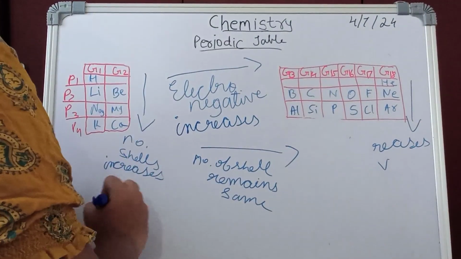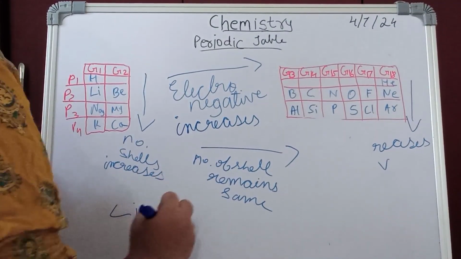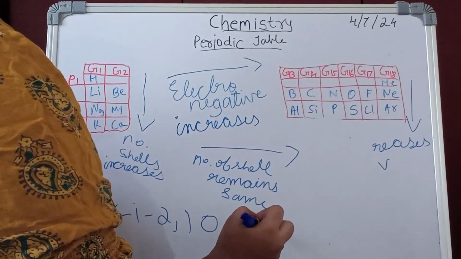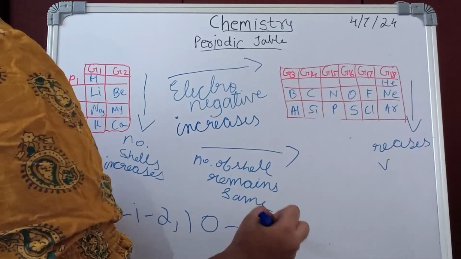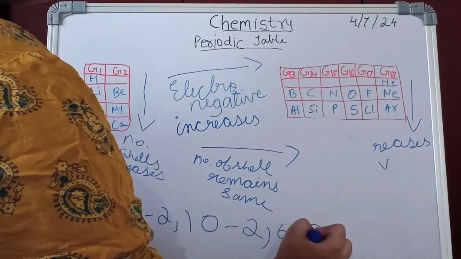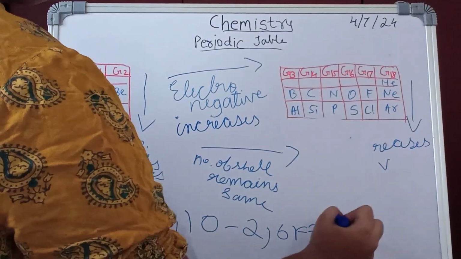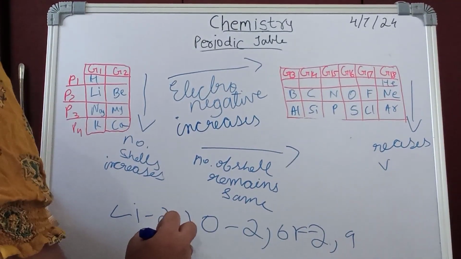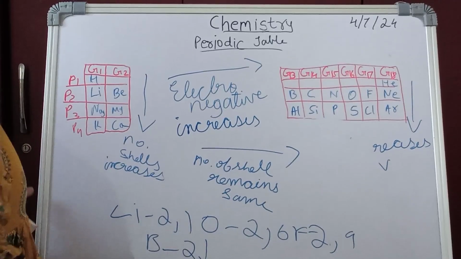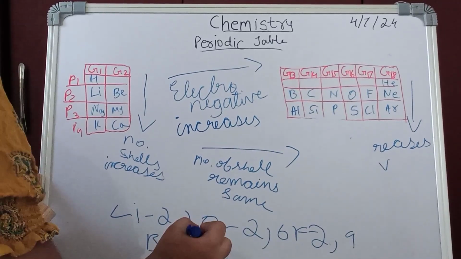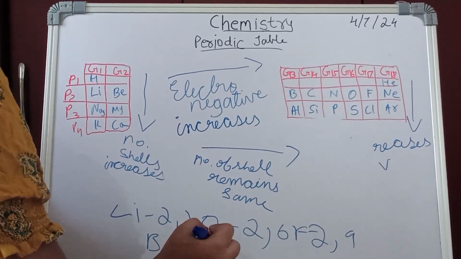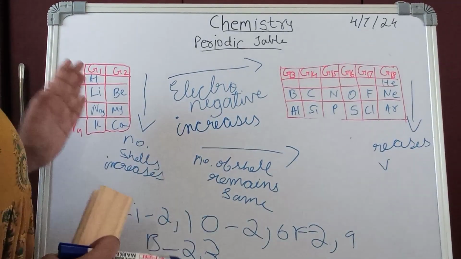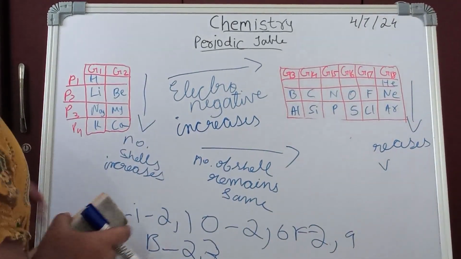I'll show you. Lithium atom 2, 1. Oxygen 8, 2, 6. Fluorine 9, 2, 7. Boron 5, 2, 3. So number of shells remains the same.